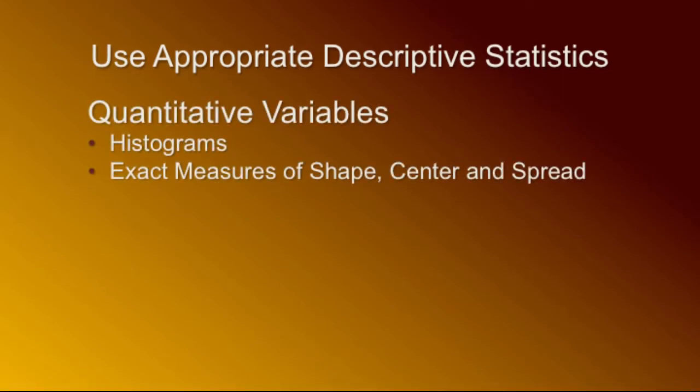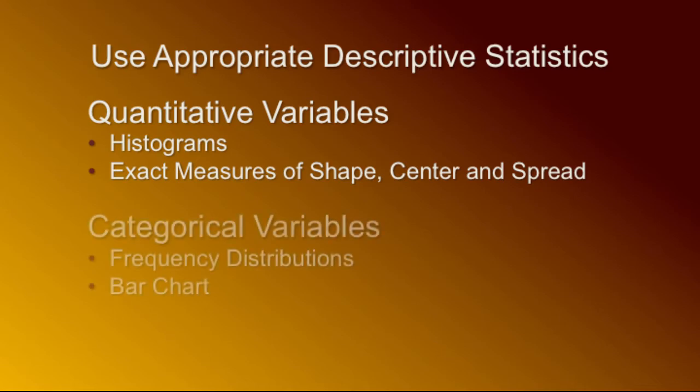For quantitative variables, it's best to examine histograms and then to supplement these with exact measures of shape, center, and spread. Categorical variables can often be described well with frequency distributions or with a bar chart.